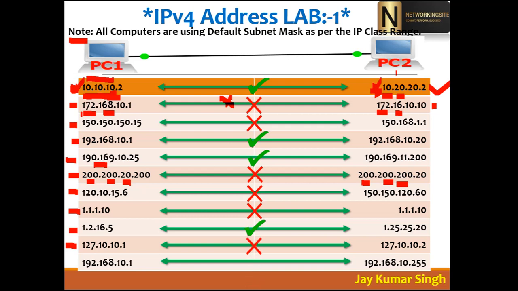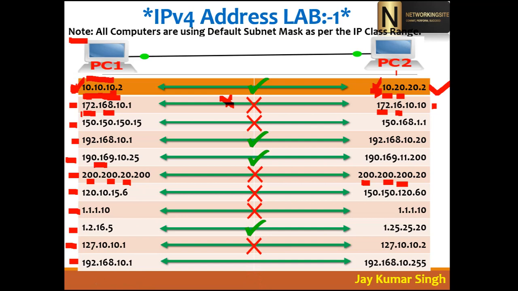I will show you this in the practical session. While in the practical, if you want, I can show you. Yes, 127 is a reserved IP address, and a reserved IP address you cannot configure in your system. Okay, so if you want, I can show you in the practical session.